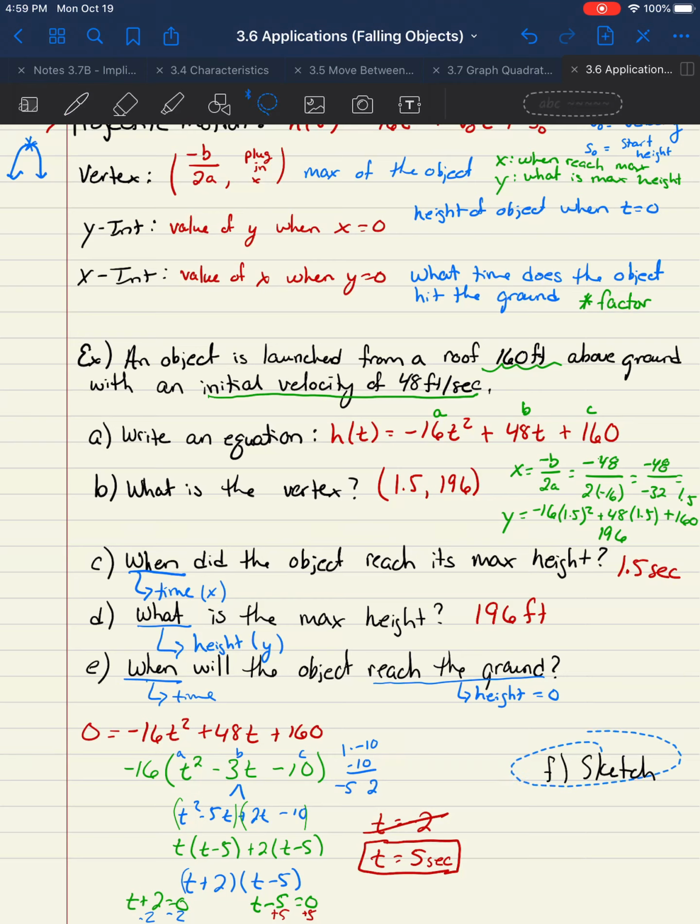What does t stand for? T is time. Can I have negative time? The answer is no. So my answer for when does the object hit the ground? It will hit the ground at 5 seconds.